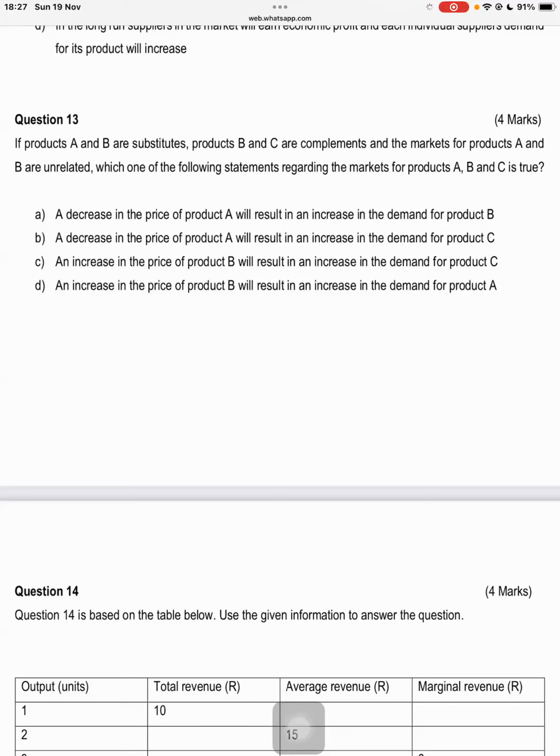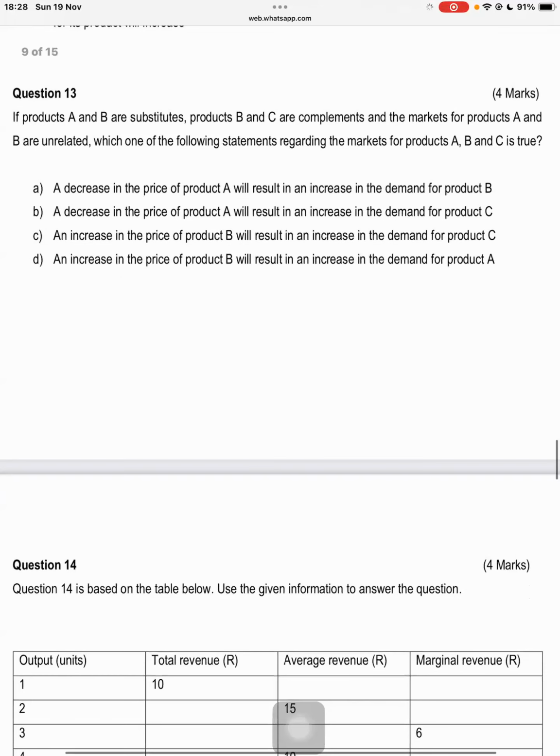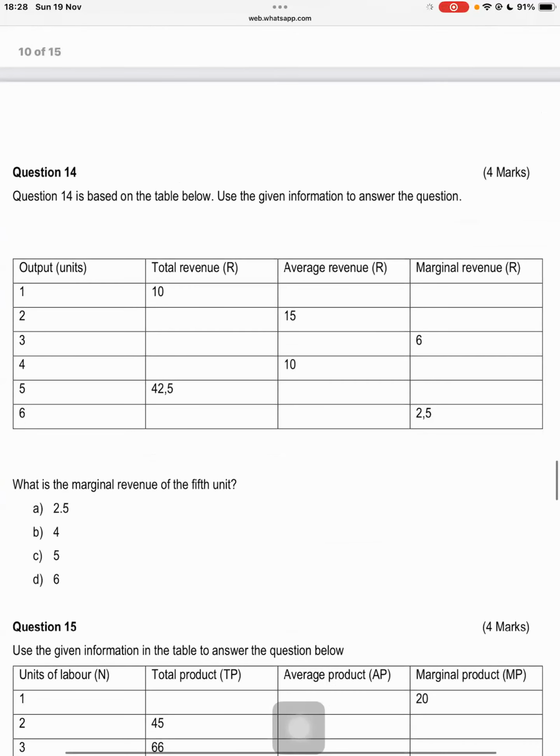All right, so without further confusing you, let's just leave it. But what is important is for us to understand the relationship between substitutes and complements. Any further questions as we move on?